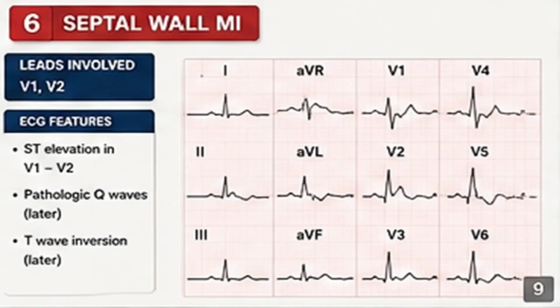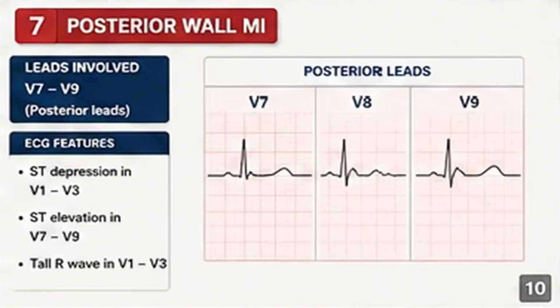Now, posterior wall MI. It is often missed because standard ECG leads don't directly view the back of the heart. Instead, you will see ST depression in V1 to V3, tall R waves in V1 to V3, upright T waves. Confirmation is obtained by placing posterior leads V7, V8, and V9, where ST elevation becomes visible.